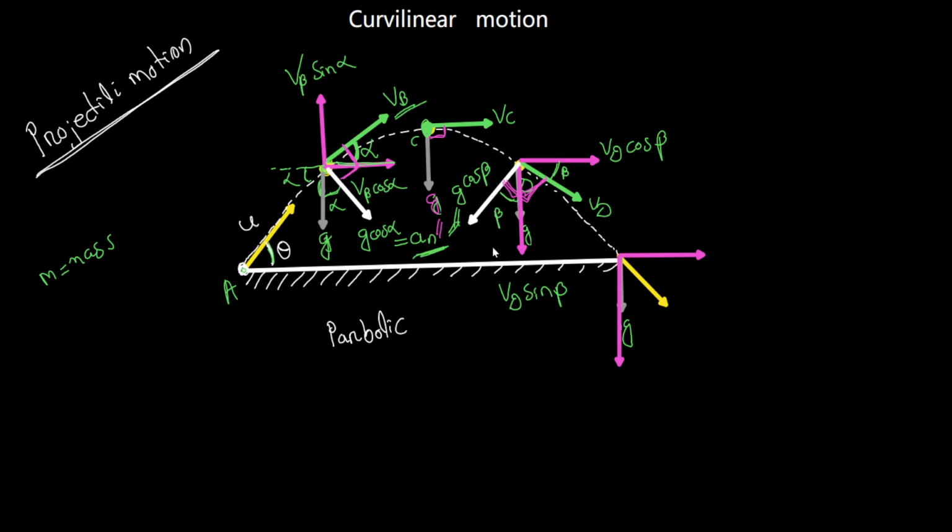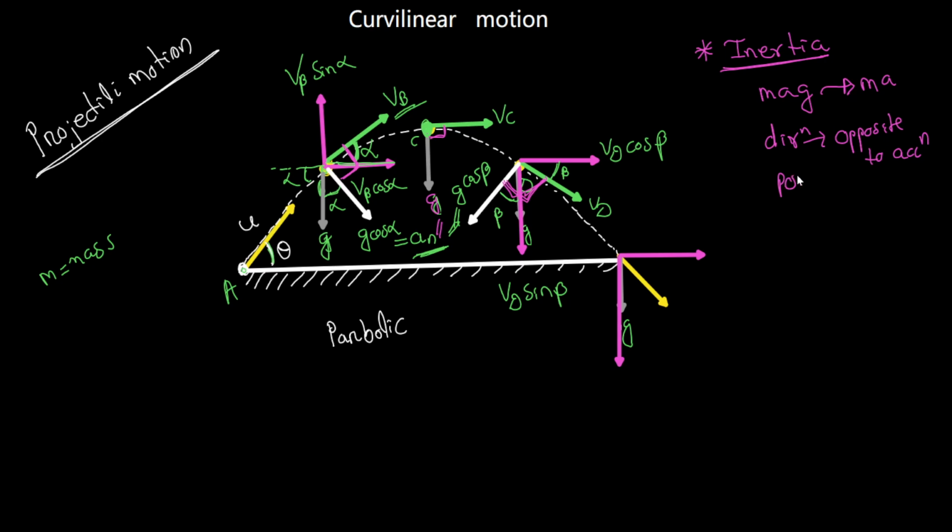And I have discussed at the start of dynamics that there is something called inertia force. Inertia force has magnitude ma, mass into acceleration, in the opposite direction. The direction is opposite to the acceleration, and the point of application is at the center of gravity of the object. These are the characteristics of the inertia force we have discussed.